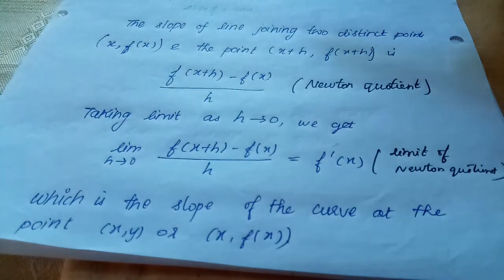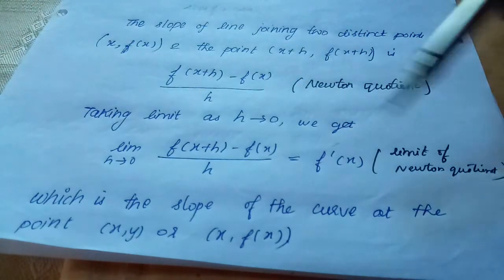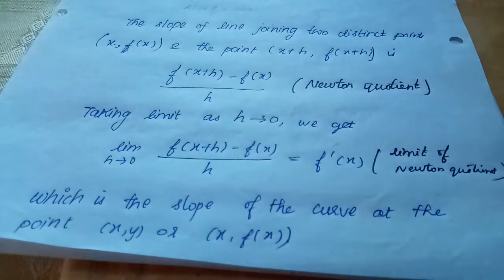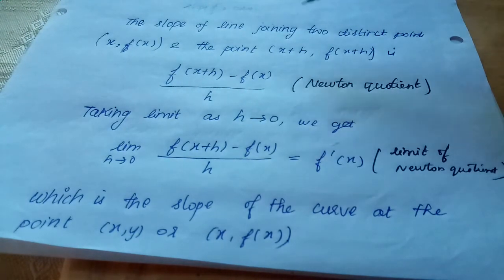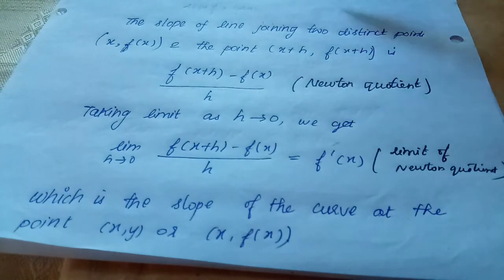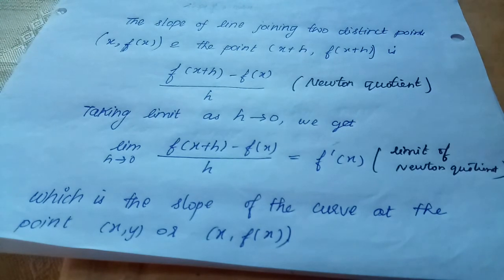Newton quotient is the slope of the line. Limit of Newton quotient is the slope of the curve. So in order to find the slope of the curve, first we have to find the slope of the line, which is f of x plus h minus f of x by h, and after that, taking the limit of this function, we can find the slope of the curve at the point x comma y or x comma f of x.